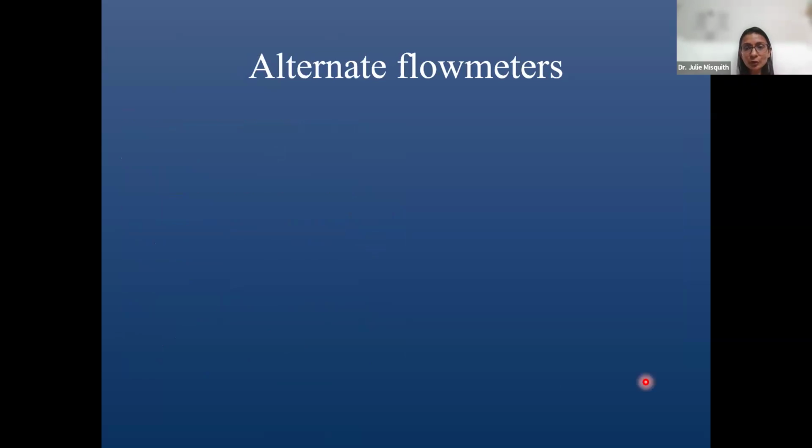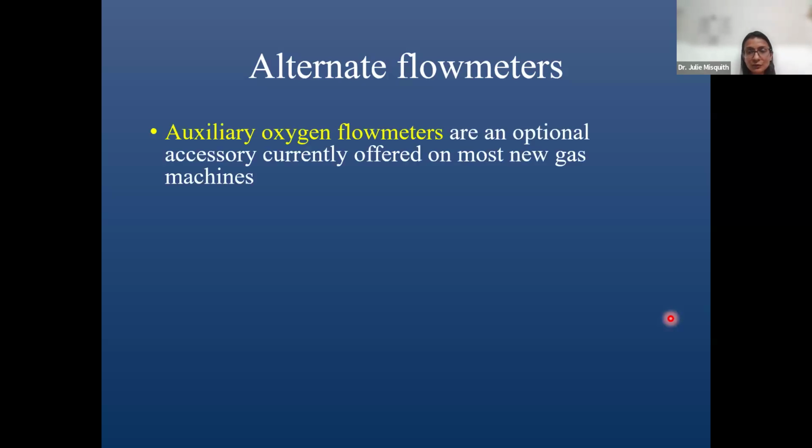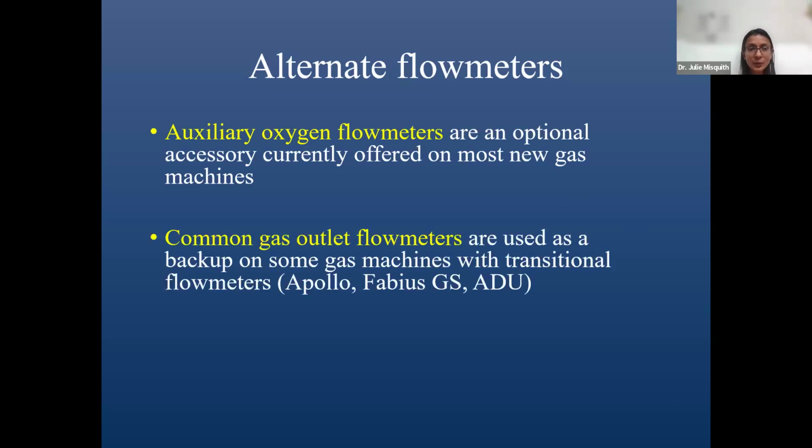Then you have alternative flow meters. These are useful for attaching a nasal cannula or other supplemental oxygen devices. Even if optional, they are strongly recommended as they are the only indication of oxygen flow if the computer display fails or in a power failure situation. So these auxiliary oxygen flow meters are required.